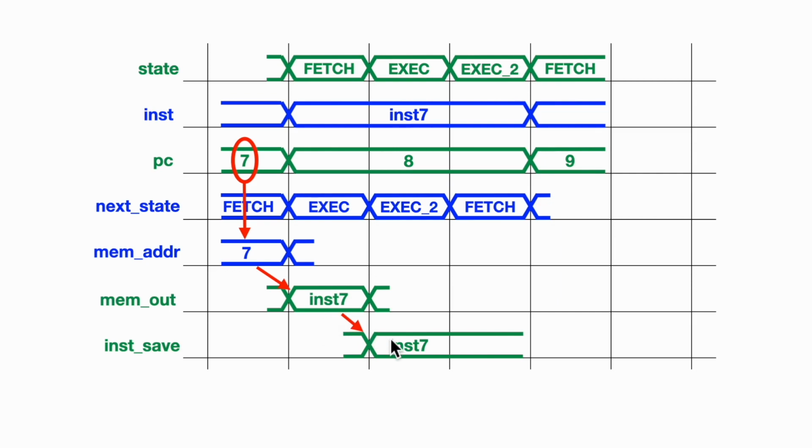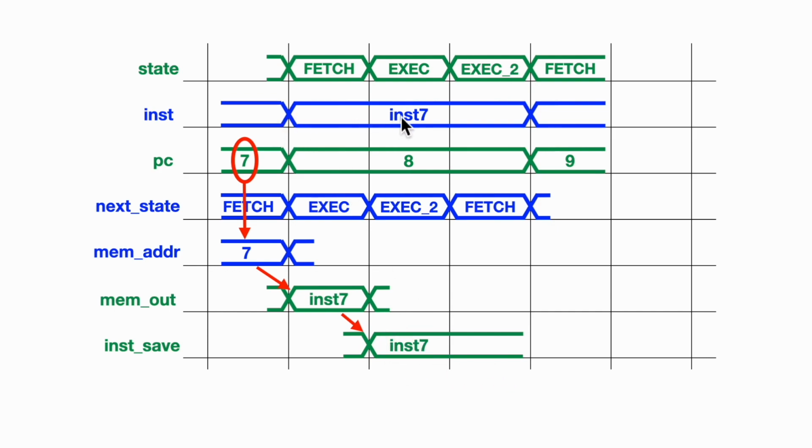And then on the following cycle, that is the cycle following any fetch cycle, we will always load the instruction save register. An important combinational signal is this instruction signal here, which is an 8-bit signal that is the opcode of the instruction currently being executed. And that will be computed combinationally from the output of the memory and this instruction save register. Whenever the state is fetch, we are just using the output of the memory, and otherwise we're using the value that was saved in the instruction save register.